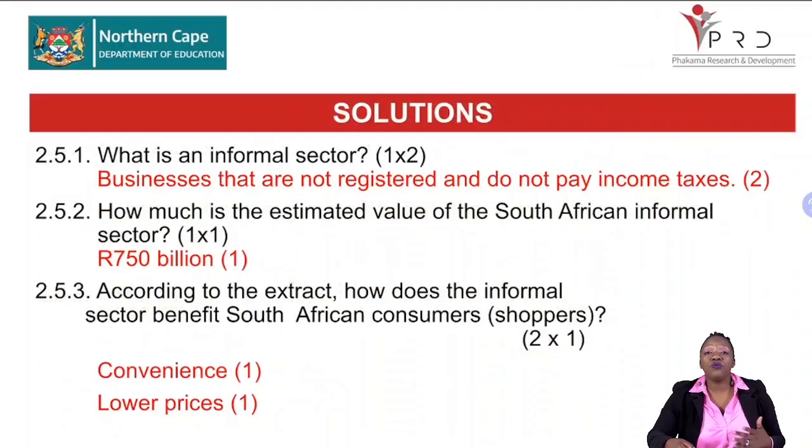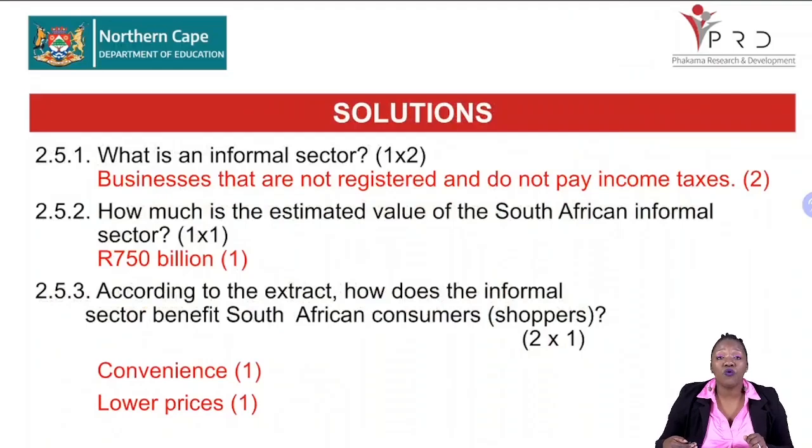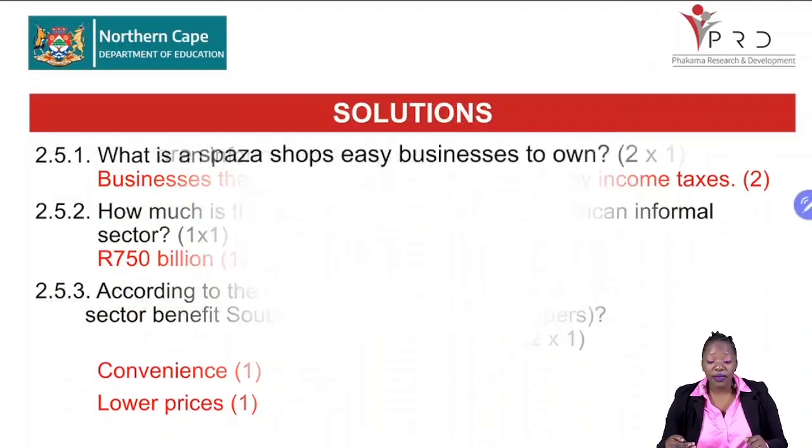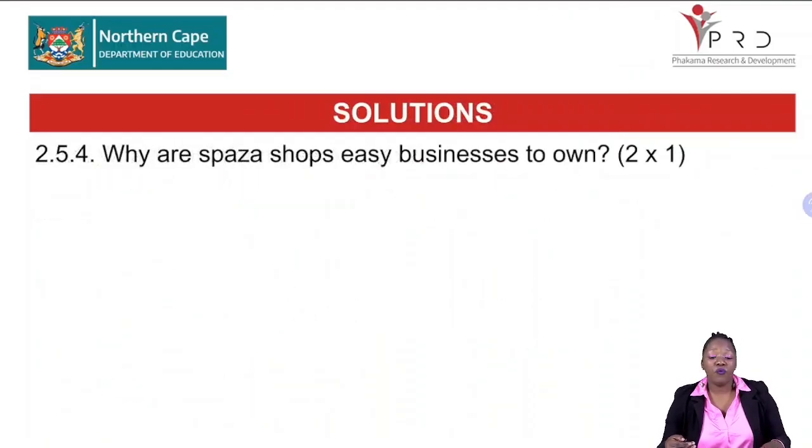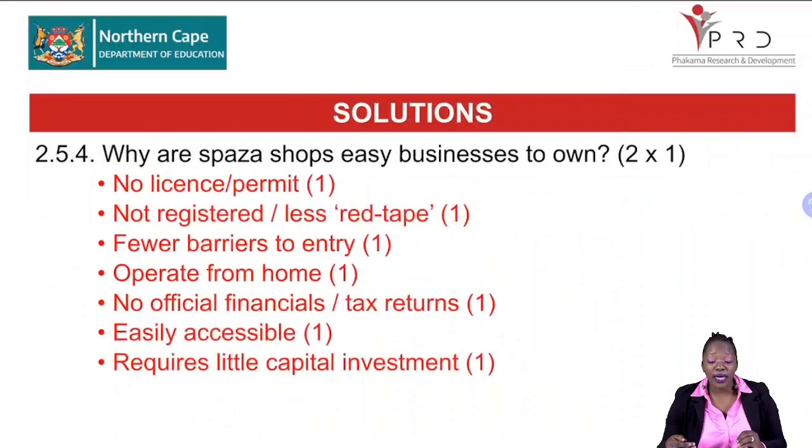Remember, these people, they do not contribute towards the tax. So which means they are only focusing on making that little profit. So therefore their prices are very lower as compared to the formal businesses, which is a benefit to the consumers. Then we're looking at your number 4. Your number 4 is saying, why are the spaza shops easily business to own?